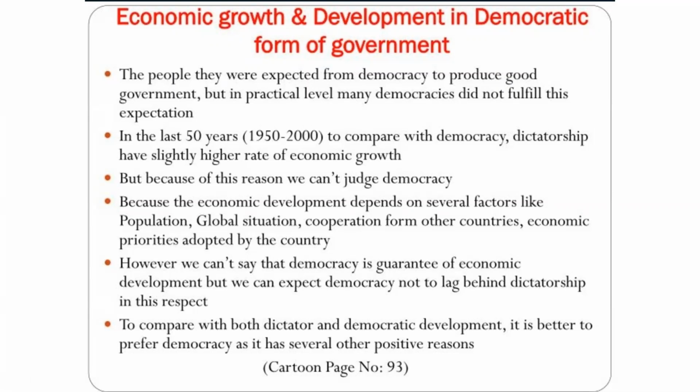So according to this factor, there is not much economic growth. Global situation also matters, cooperation from other countries; the government also cooperates with another country, वो relation भी बनाती है दूसरी country के साथ, trade भी start करती है. Economic priorities also: the government makes different kinds of economic policies, starts different kinds of development systems, industry के development के लिए है. Adopted by the countries, जो ये measures हैं ये country adopt करती है, so these are factors responsible for economic development. However, we cannot say democracy guarantees economic development, but we can accept democracy is not lagging behind dictatorship in this respect.